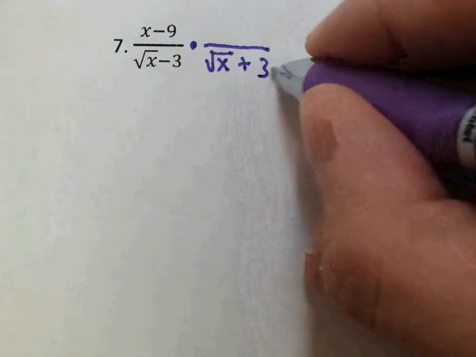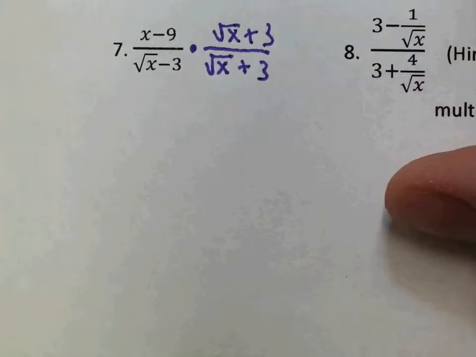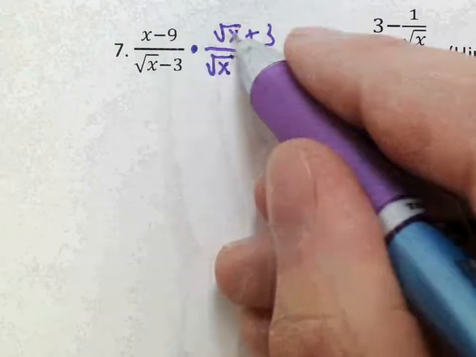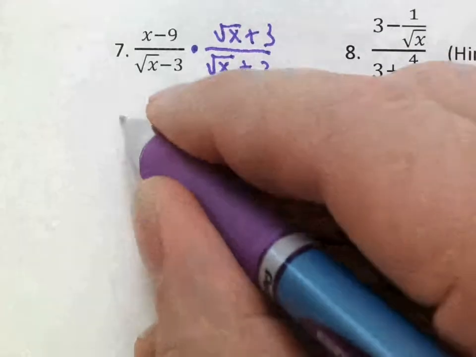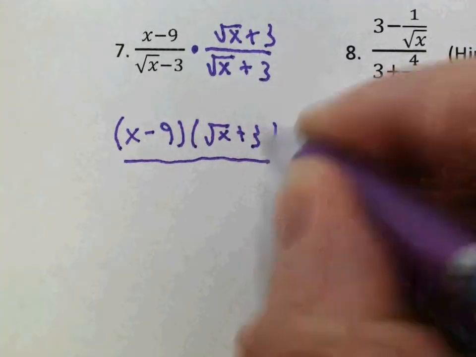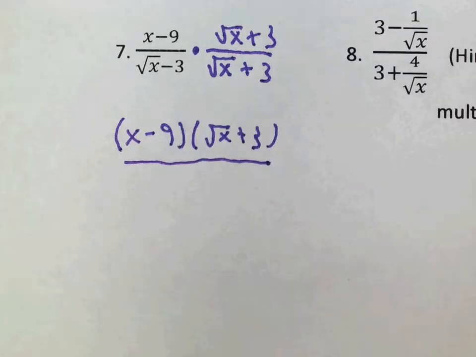If we multiply by square root of x plus 3 in the denominator, we also need to multiply by square root of x plus 3 in the numerator to keep the fraction having the same value. In the numerator, we're not actually going to multiply this out. We're just going to leave it written as x minus 9 times square root of x plus 3. And you'll see why in a second. We're going to get something to cancel out there. In the denominator, we are going to multiply this out.